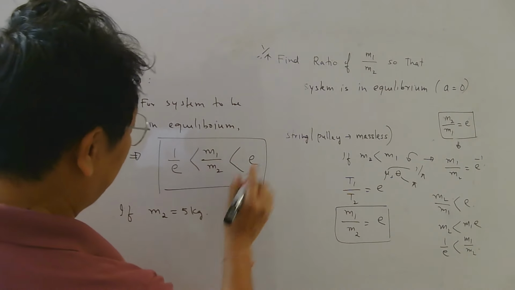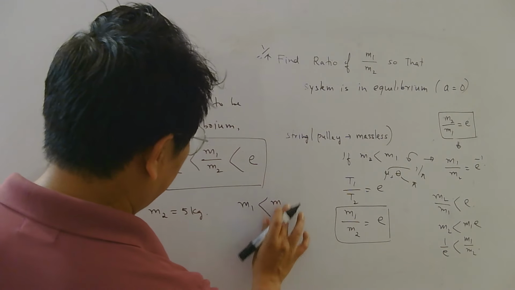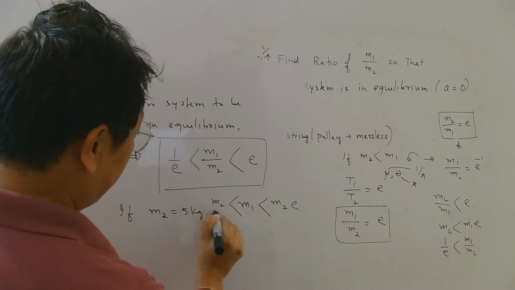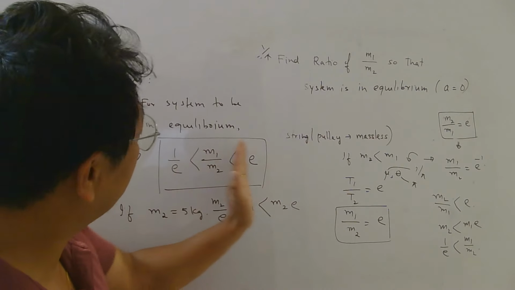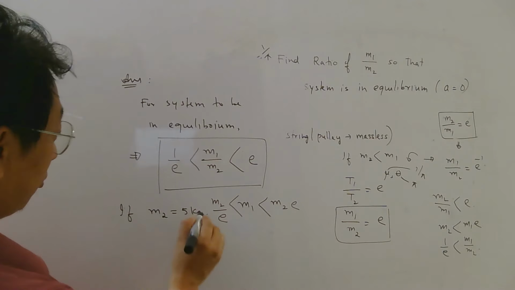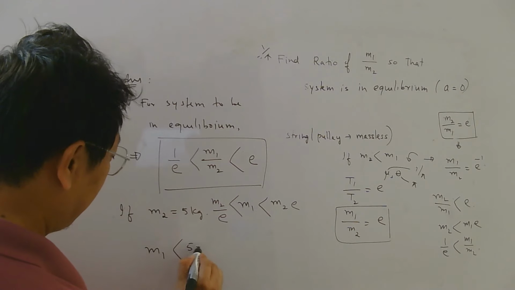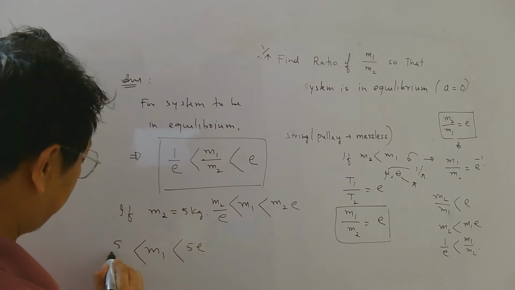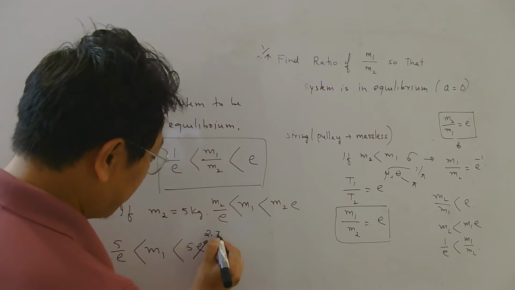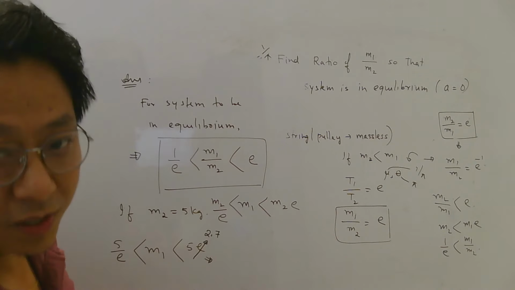So if you cross multiply, M1 should be less than M2 into e, or it should be greater than, cross multiply here also, M2 by e. Just multiply all the terms by M2. Now M2 is given as 5 kg, so M1 should be less than 5e, or greater than 5 by e. If you want the exact value, you know that e is 2.7. So 5 into 2.7 will be how much?